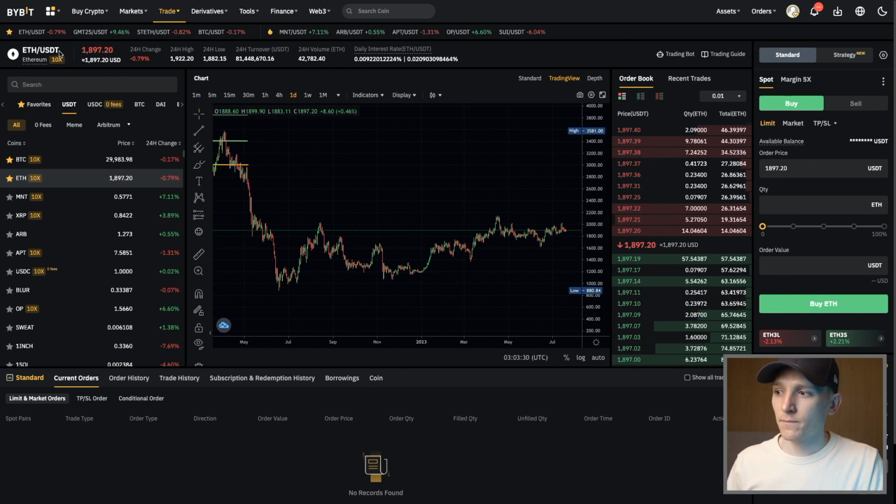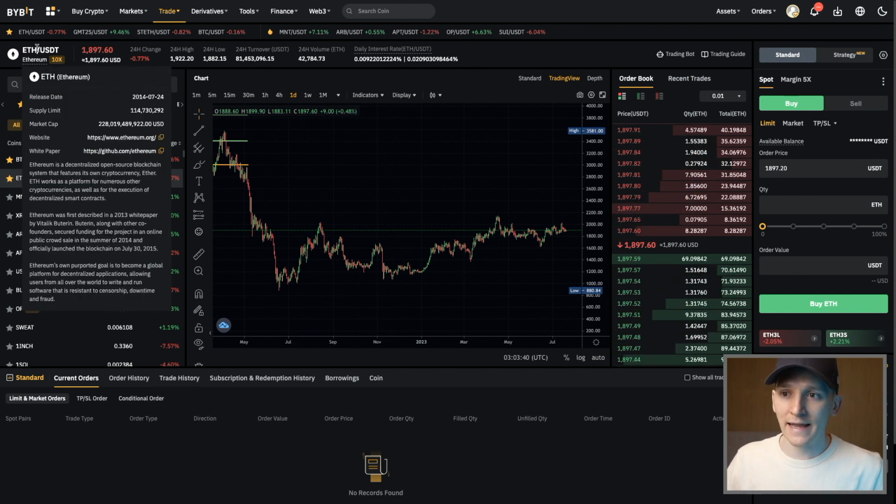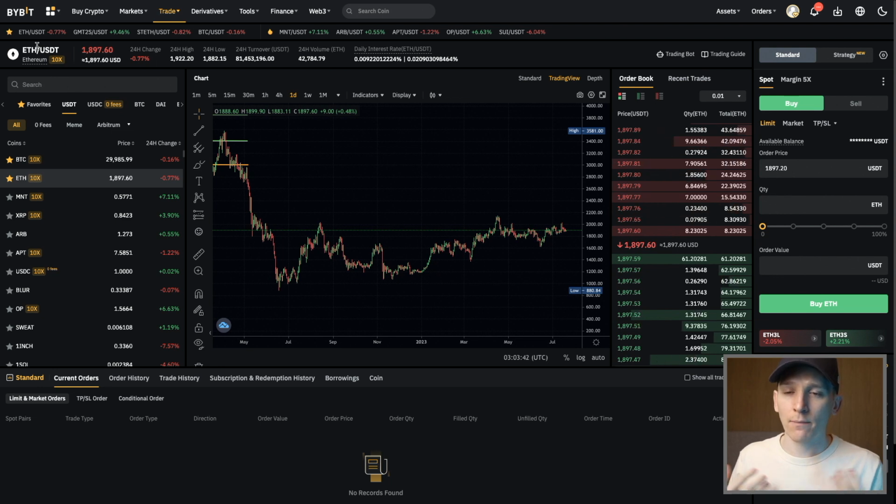Now, this is important because when we talk about the price of an asset, what we're really saying is how many dollars does it take to buy 1 unit of the base currency? So 1 ETH, 1 unit of ETH, how many dollars does it take to buy 1 full unit of ETH, which is 1 coin? It takes at the moment $1,897.